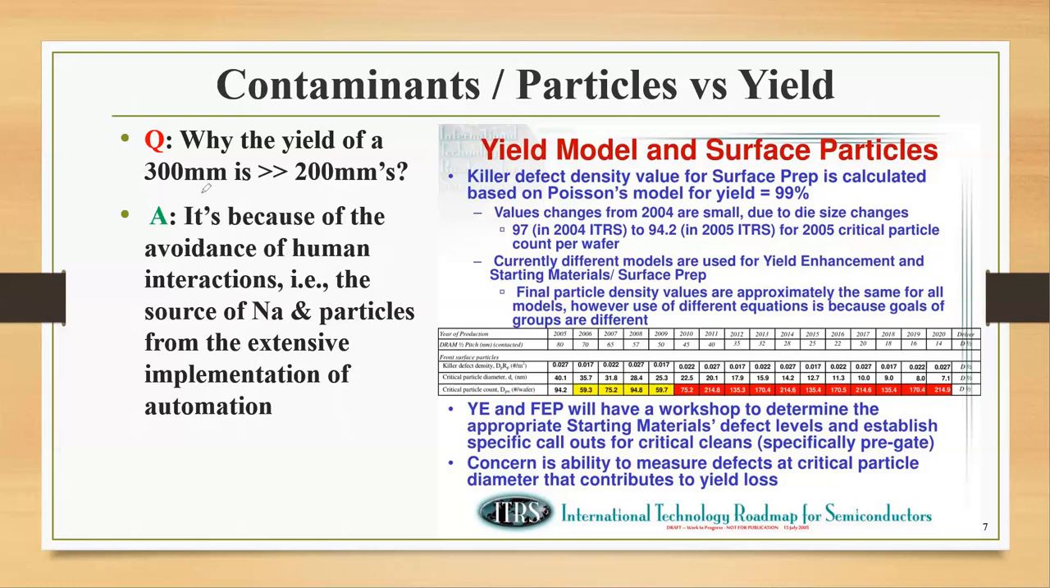But at 300 millimeter, because a lot of automation is implemented, with this automation without human interactions, there's no sodium, or very low. In a clean room now, particles are reduced significantly as well. So for this 300 millimeter boundaries, the yield is usually much better than 200 millimeter. So that's an interesting fact.